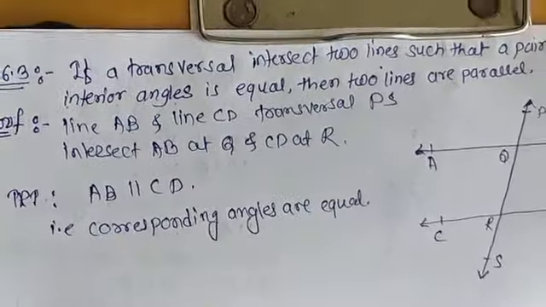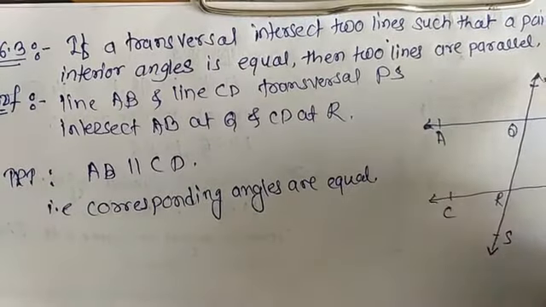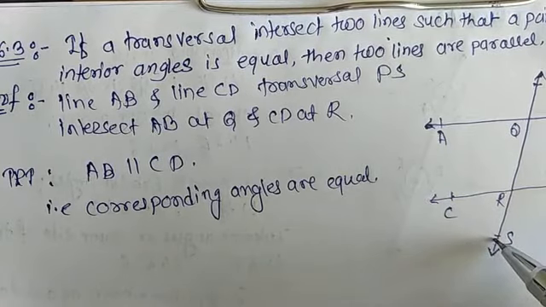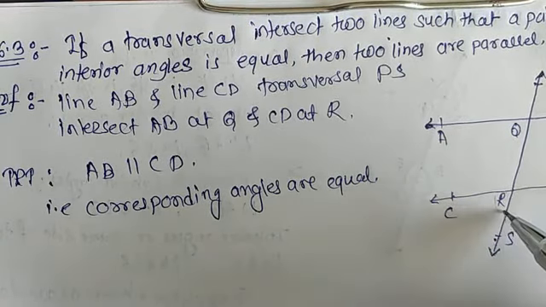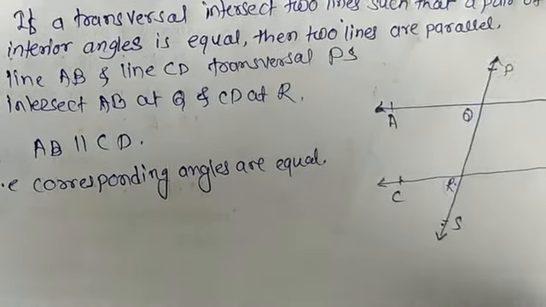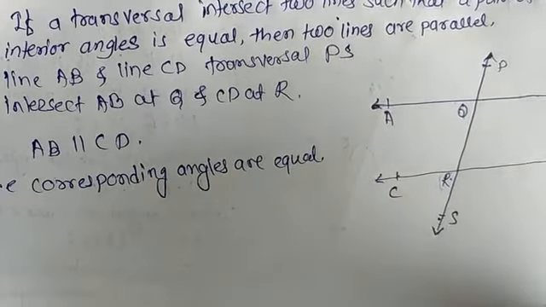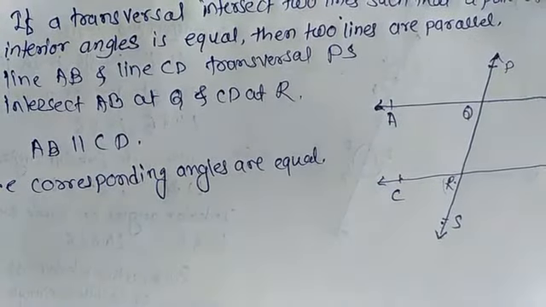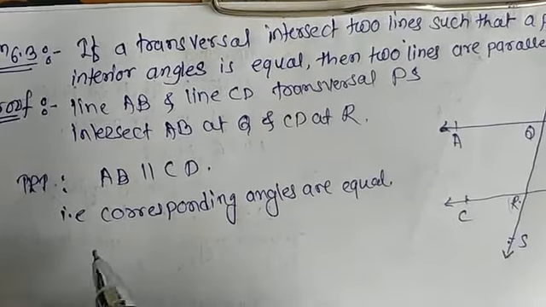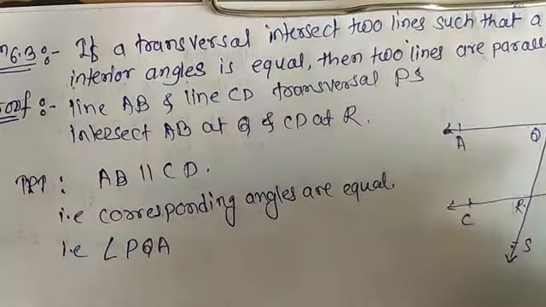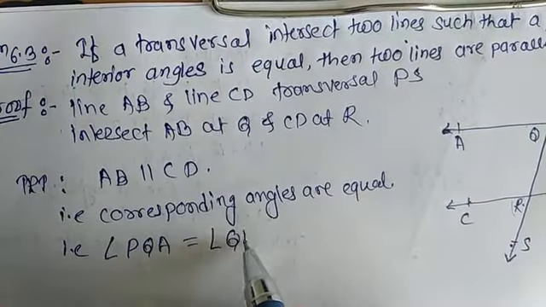Okay, now here we have to prove that angle AQP and angle CRQ will be equal, or angle CRS is equal to AQR. Each corresponding pair of angles will be equal. This part we have to prove. In this we will prove only one part, and similarly we can say that the remaining corresponding angles are equal. Now here we will prove angle PQA is equal to angle QRC.